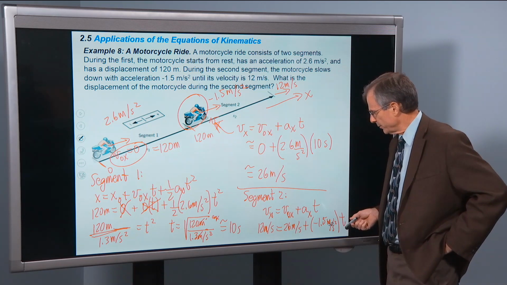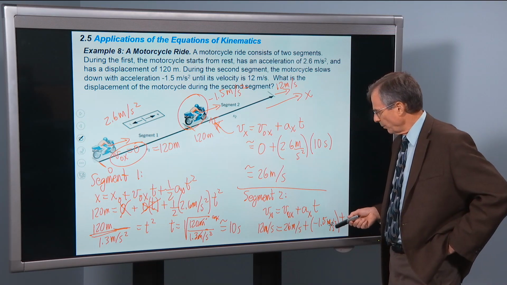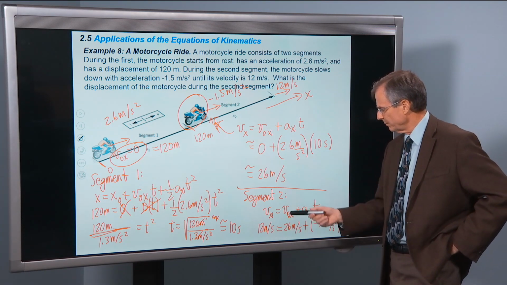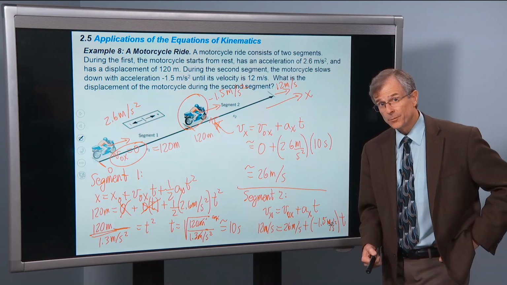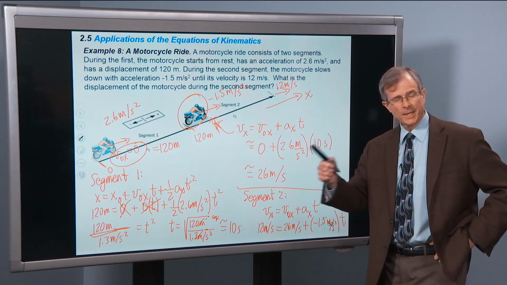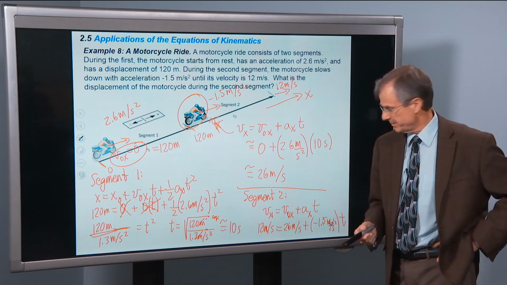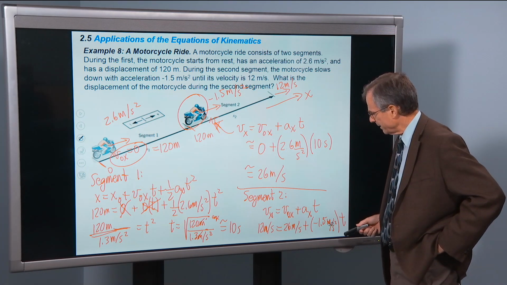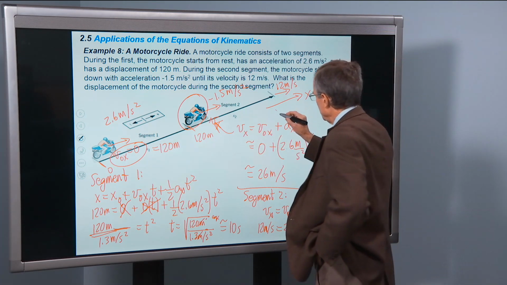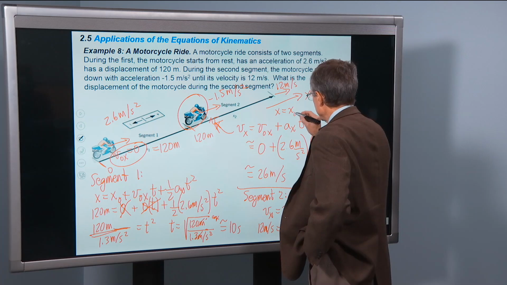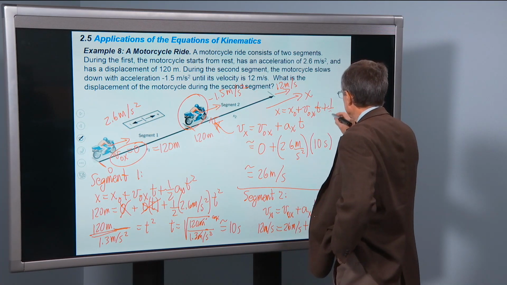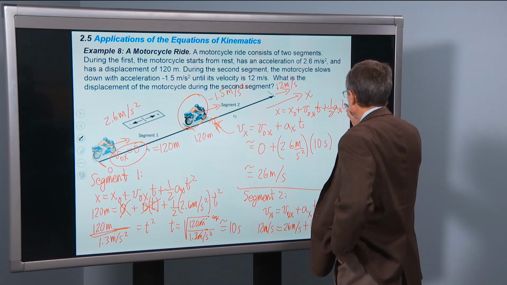Once you find a value for t, and it won't be negative, because when you subtract 26 from both sides, 12 minus 26 is negative 14. And then you'll divide both sides by negative 1.5, and a negative divided by a negative is a positive. So you get a time out of that, and then if you want to find the distance during segment 2, you'll appeal to x equals x naught plus v naught x t plus 1/2 ax t squared.